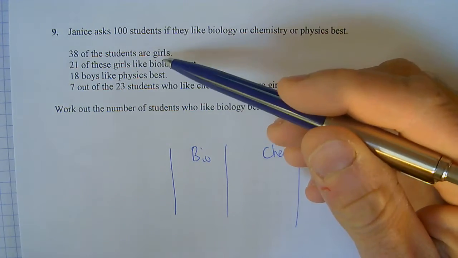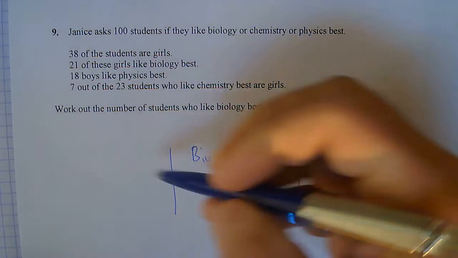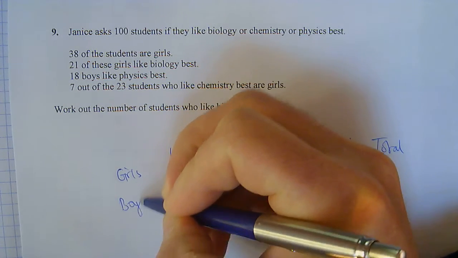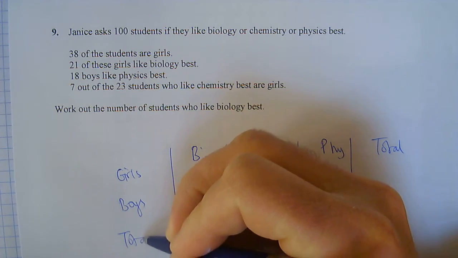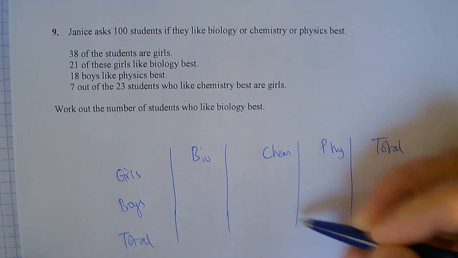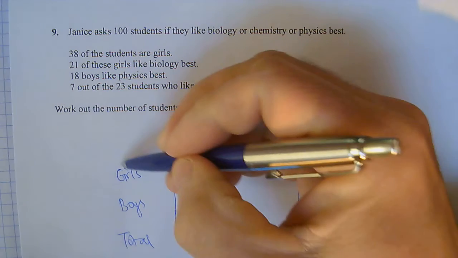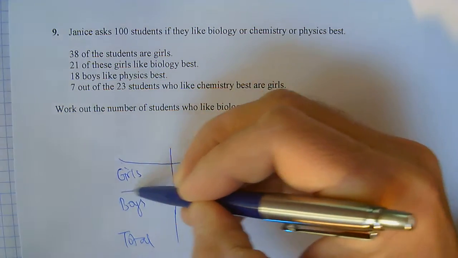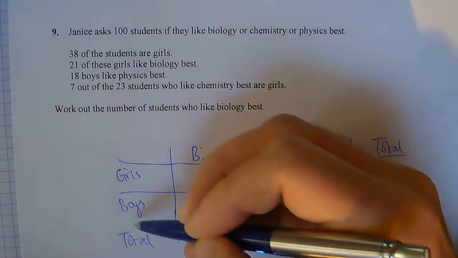Well, the first thing it says is 38 of the students are girls. So straight away I'm going to have girls and we're going to have boys, and again we're going to have a total column for our rows. So here I can start to form my two-way table. Okay, now in your book you can obviously use a ruler and make this a little bit neater than me. And so I'm going to start to fill all these gaps in.